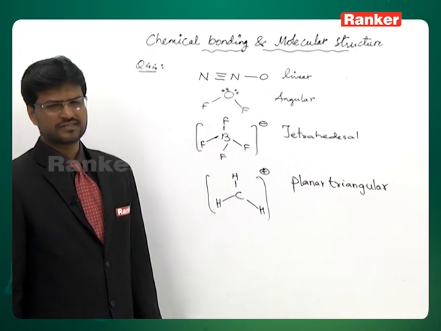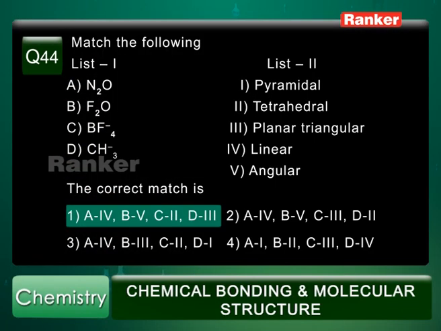So, the correct answer is first option. A, that is N2O, is matched with linear, that is fourth bit, and then F2O is angular, BF4 minus is tetrahedral, and CH3 plus is planar triangular.